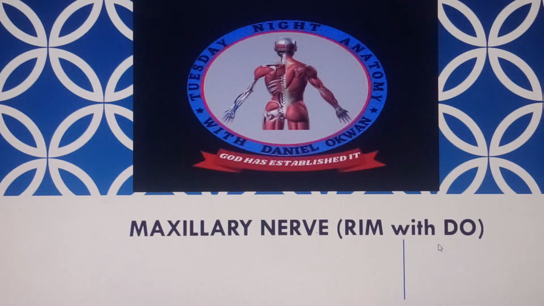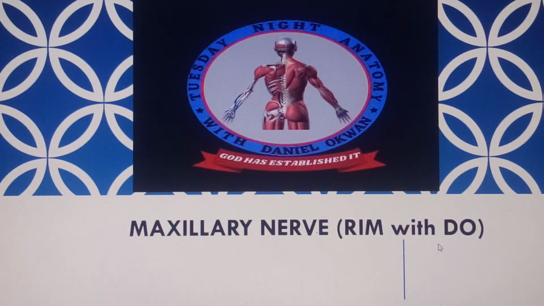Today's section, I'll quickly run with you the Maxillary Nerve. Now get to know that the Maxillary Nerve is actually the second division of the trigeminal nerve, and that's the fifth cranial nerve. And of course, you already know that emerging from the ventral aspect of the pons, the only nerve coming out over there is the trigeminal nerve.